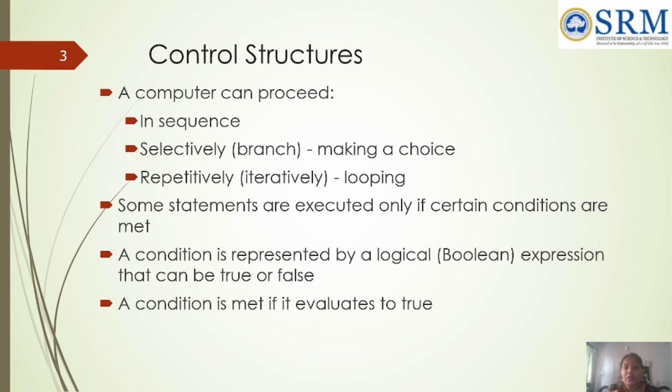So here the logic is, if a statement is executed and the condition is met, a certain set of statements is executed, and if the condition is not met, some other set of statements is executed. The condition is represented by either a logical expression or a Boolean expression, so it gives you true or false as an output. If the condition is met, it evaluates the statements in the true block. If the condition is not met, it evaluates the statements in the false block. So that is the basic control structure.